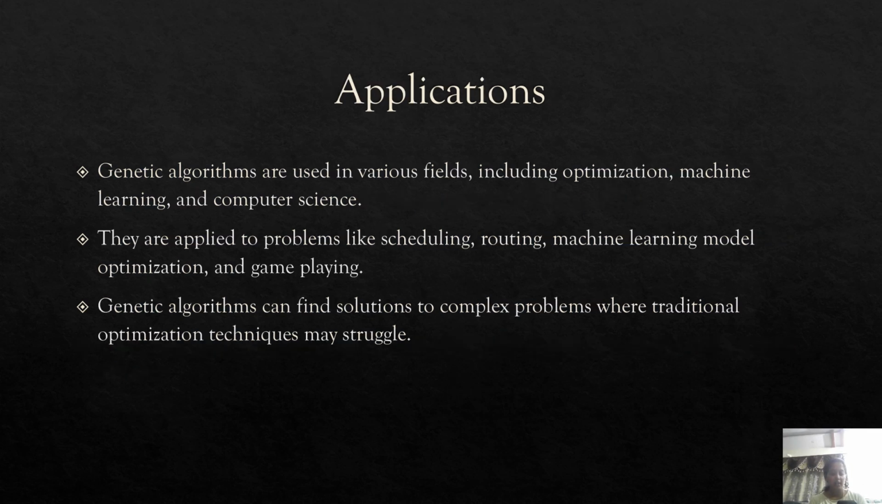Applications of genetic algorithms. Genetic algorithms are used in various fields, including optimization, machine learning, and computer science. They are applied to problems of scheduling, routing, machine learning, model optimization, and game playing. These are the applications of genetic algorithms.